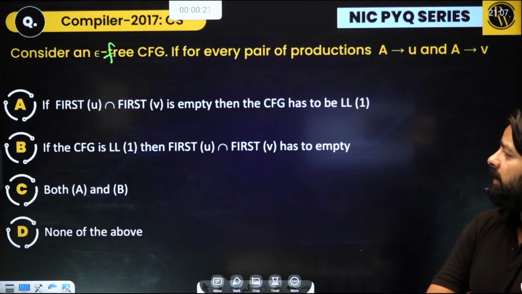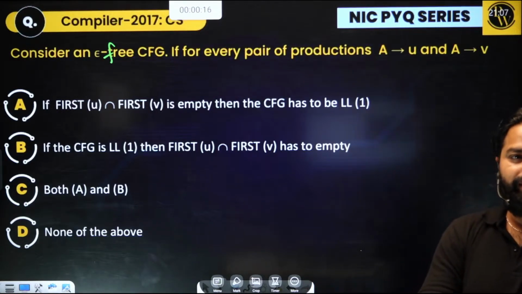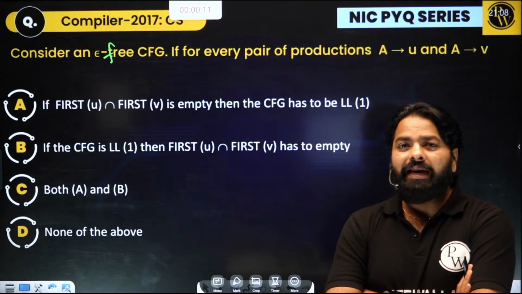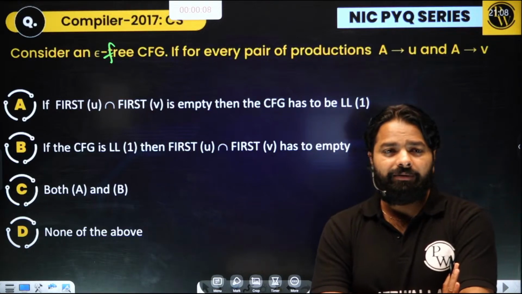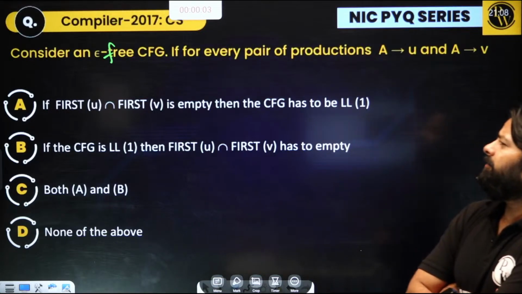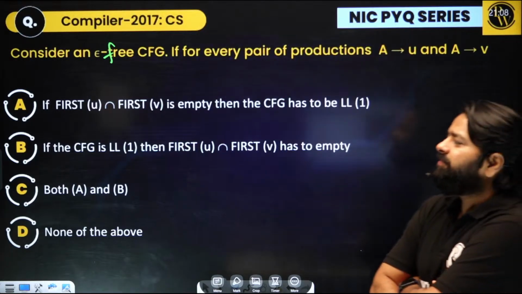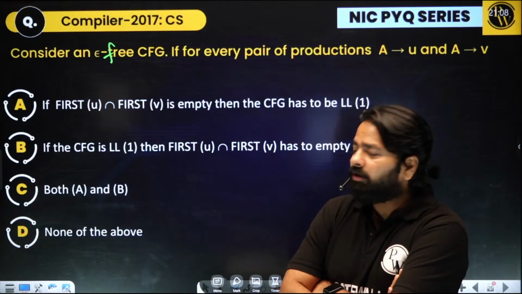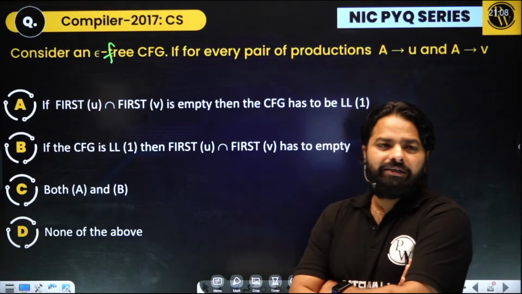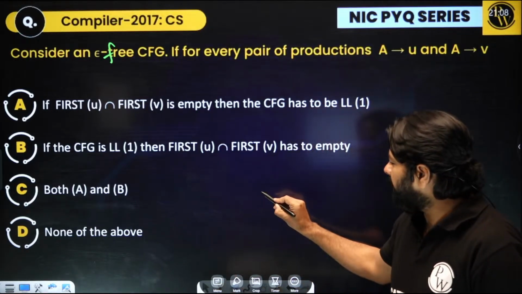Epsilon free, it was an interesting question too. Even for GATE people, this question could be very important. It was not there even in GATE, but it's a very important concept. What is an LL1 grammar? For the epsilon free context free grammar, if you don't have null productions, then for every pair of productions A derives U and A derives V, what is the meaning of this one? Anybody got the answer?